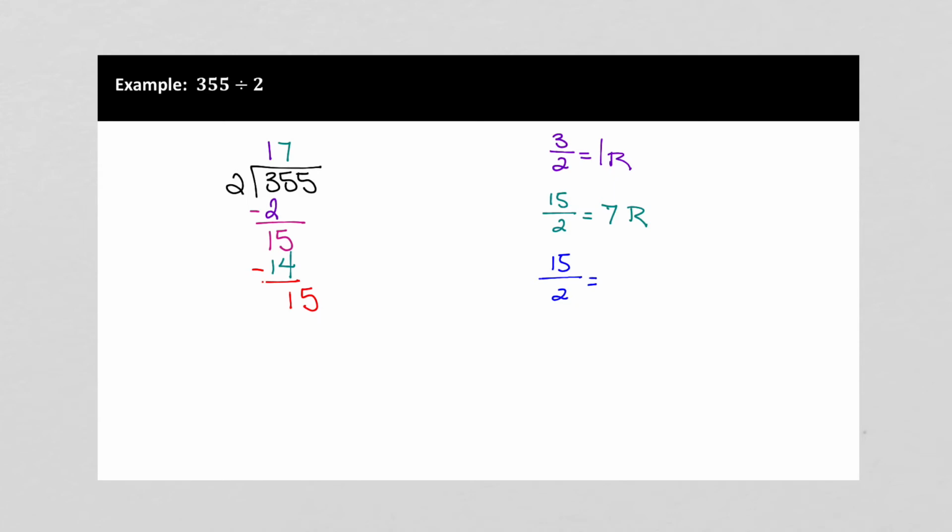The reason I'm doing this over here to the right, you'll see why in a minute. So again, we have 7 with some remainder. 2 times 7 is 14. And subtract. And we have a remainder of 1. So we get 177 with a remainder of 1 as our answer. The same idea is used when we do long division with polynomials.